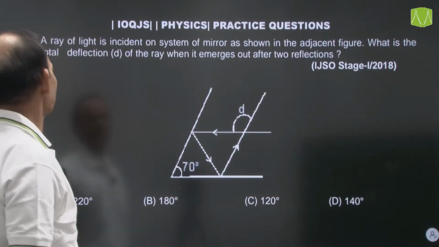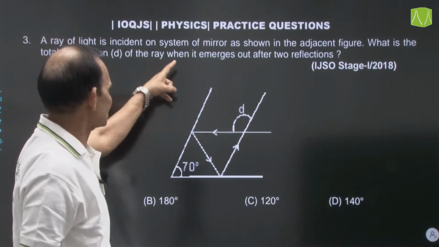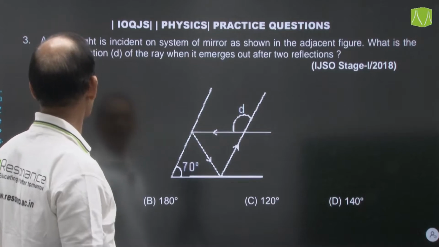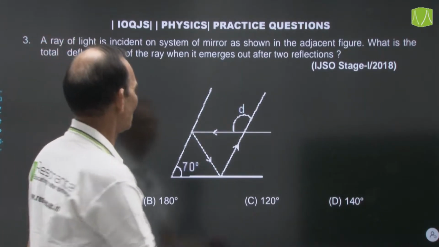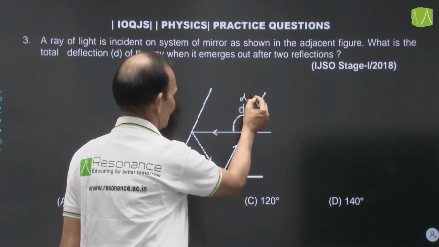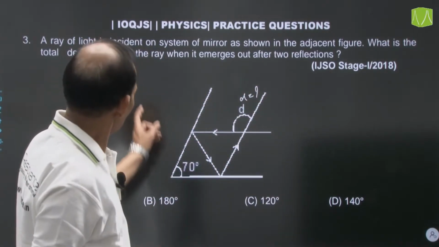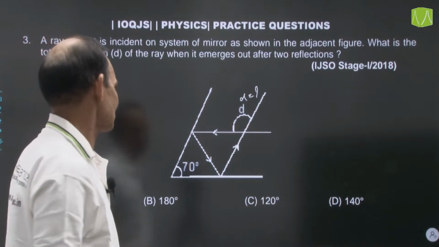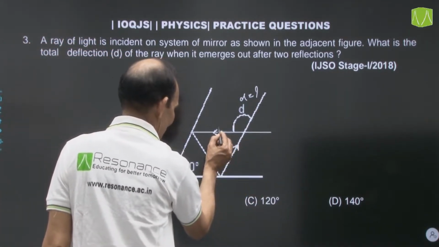also on plane mirrors. A ray of light is incident on the system of mirrors as shown in the adjacent figure. What is the total deviation D? You have to find D. This D is to be found, the deviation of the ray when it emerges out after the two reflections. Light is moving in this direction.